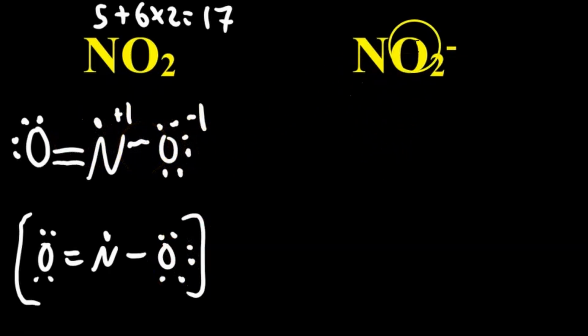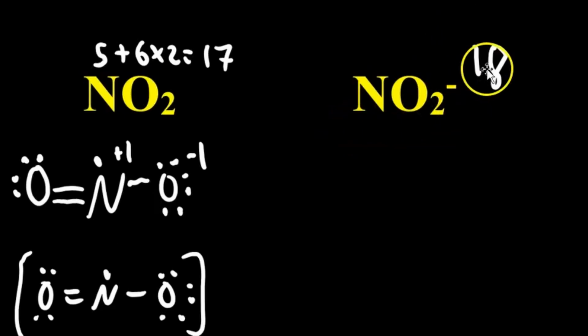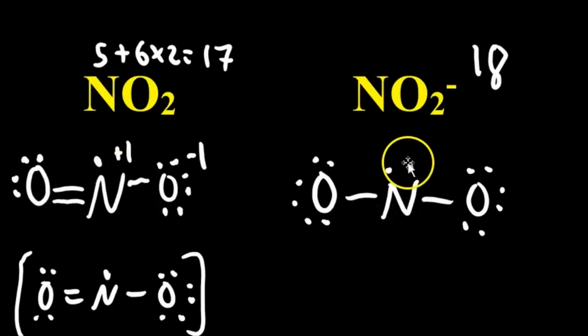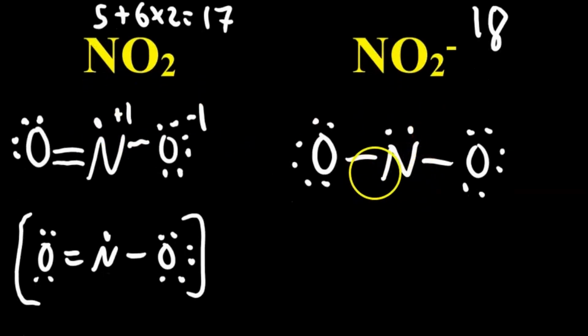Okay, so NO2 minus, here's nitrite. It's the same as NO2, but now it's negatively charged, so it has 1 extra electron. There are 18 electrons in this NO2 minus. Just like before, we'll make nitrogen the central atom and add 18 electrons: 4, 5, 6, 7, 8, 9, 10, 11, 12, 13, 14, 15, 16, 17, 18. So this electron now has a buddy here, and we're going to create octets.